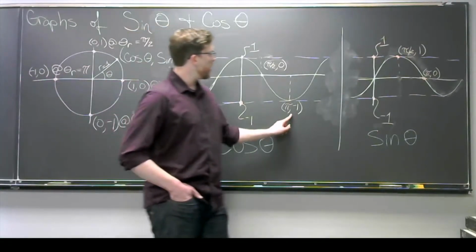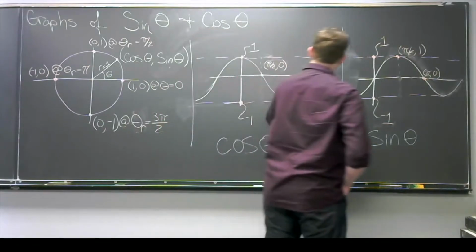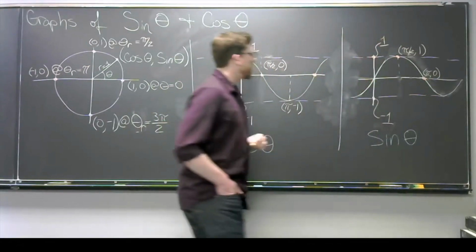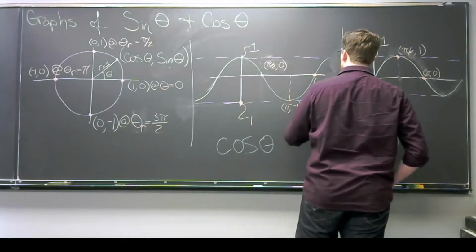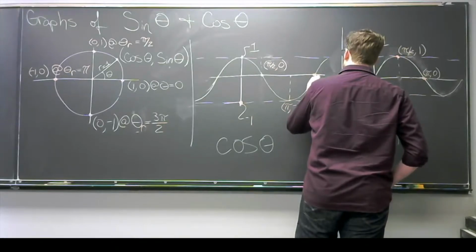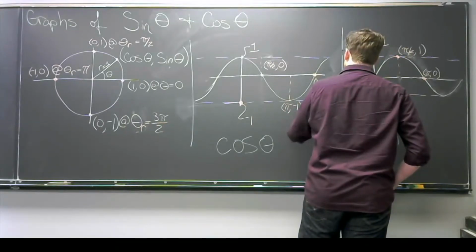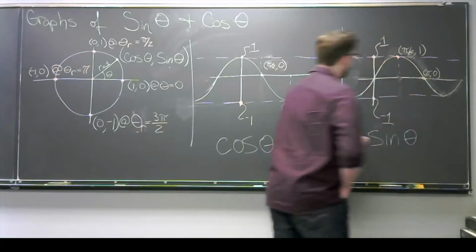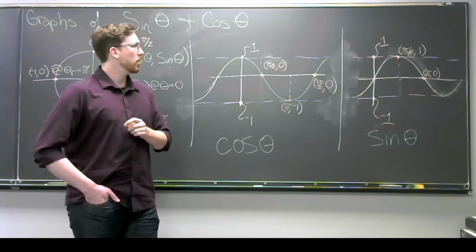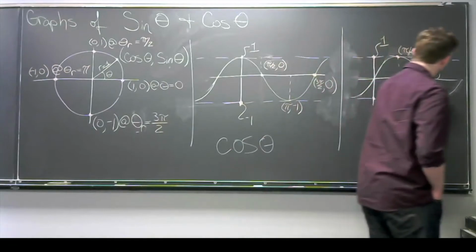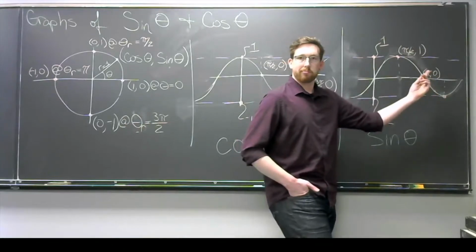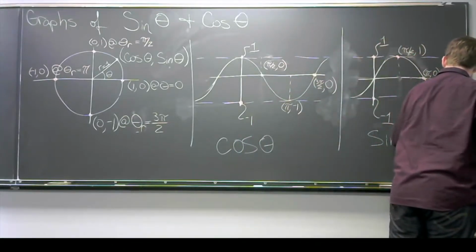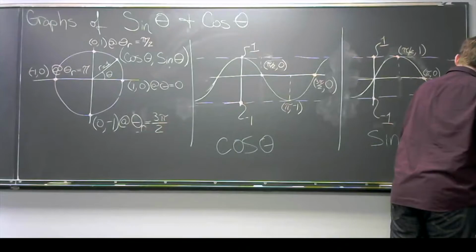So, looking over here, chugging along, we find that we move back through the x-axis right there. So that must be the point 3 pi over 2, comma, 0. And now, over here, must be this point, right? -1, 3 pi over 2.